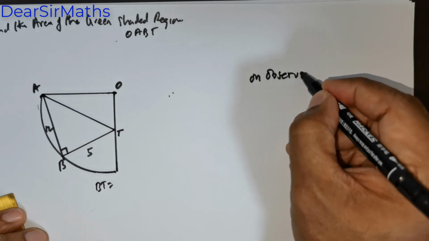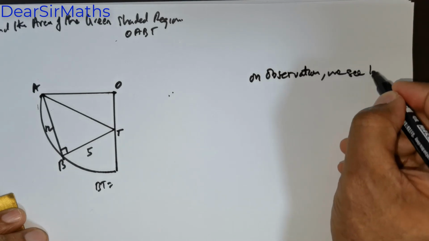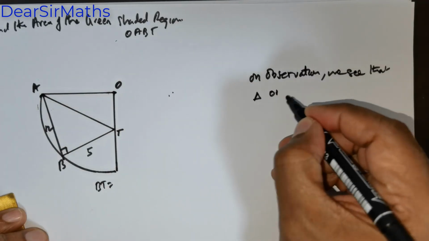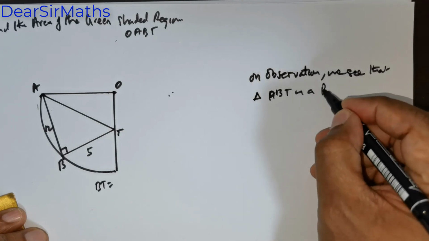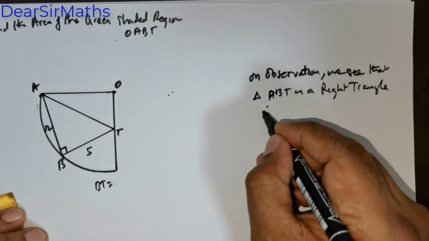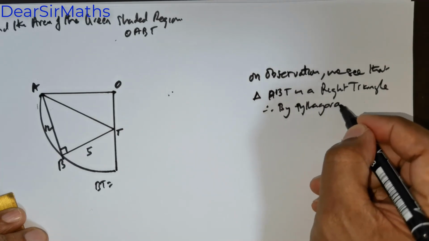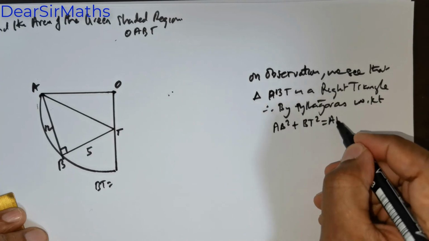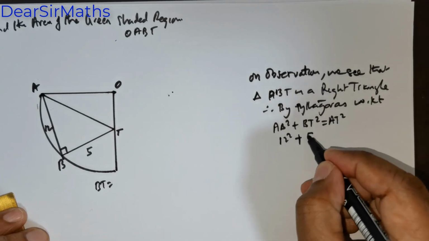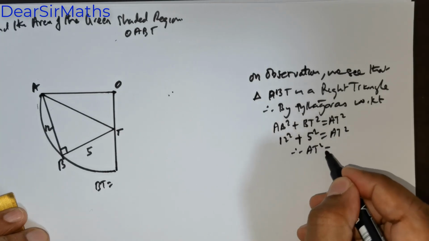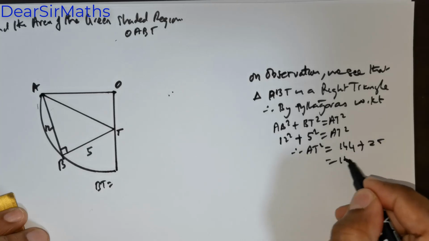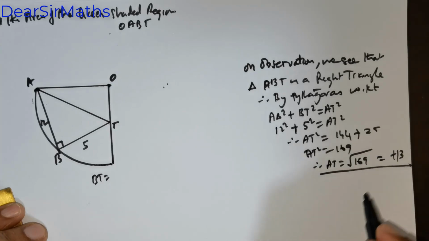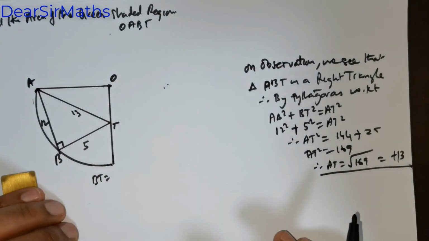On observation, we see that triangle ABT is a right angle triangle. Therefore, by Pythagoras, we know that AB squared plus BT squared is equal to AT squared. AB squared is 12 squared, BT squared is 5 squared. So AT squared is 144 plus 25, which gives us 169. So AT is equal to root of 169, which is 13. We have found that to be 13.